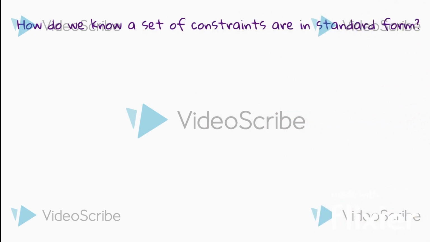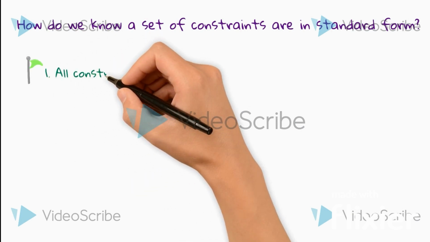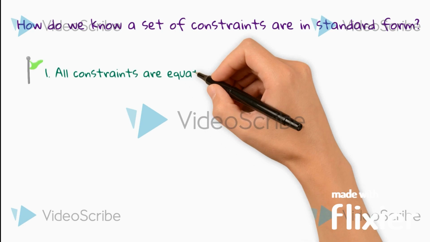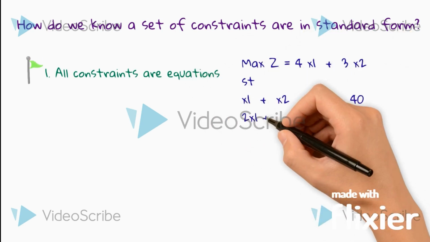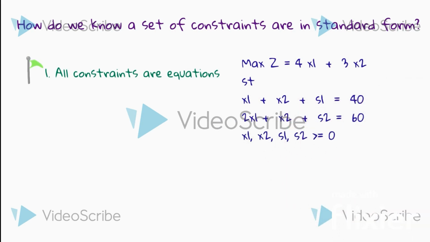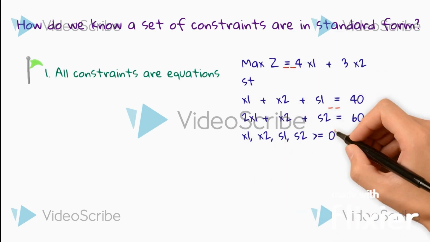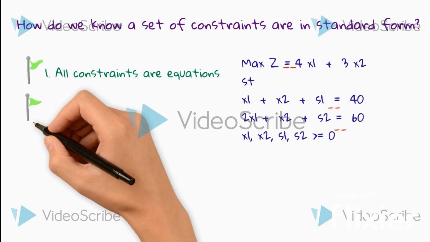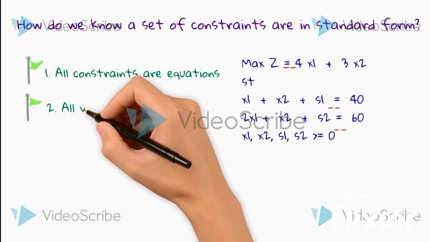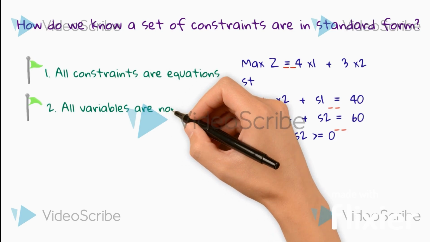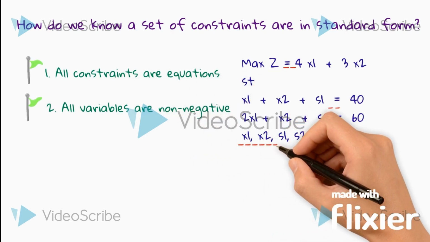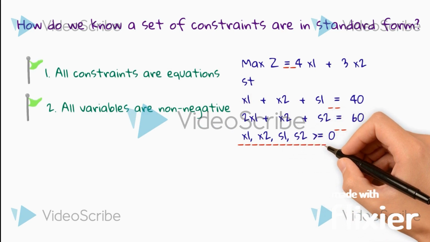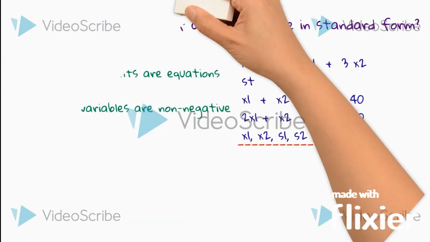So first, let's look at how we know if a set of constraints in a problem are actually in standard form or not. What are the conditions? First, all the constraints should be equations. So here you can see an example: maximize z equal to 4x1 plus 3x2, and we have some constraints. You can see that all of them have the equal to sign, which implies that they're equations. Secondly, all variables should be non-negative. So x1, x2, s1, s2 greater than or equal to 0, the non-negative constraint. You can see the greater than or equal to sign there.